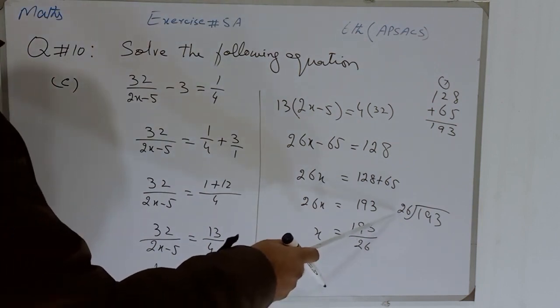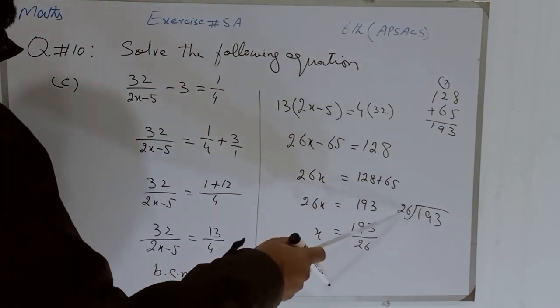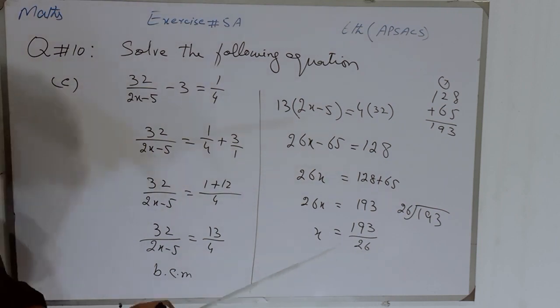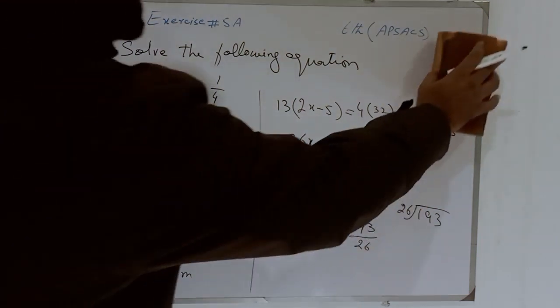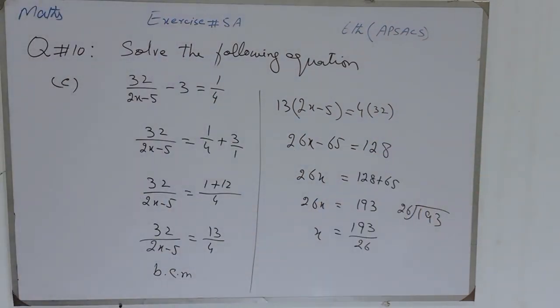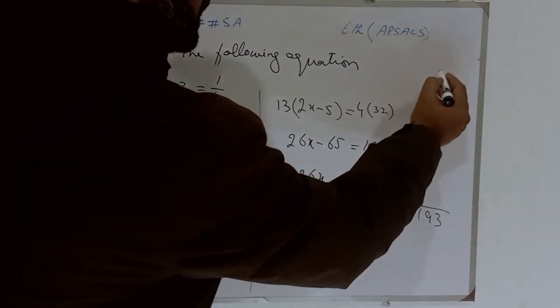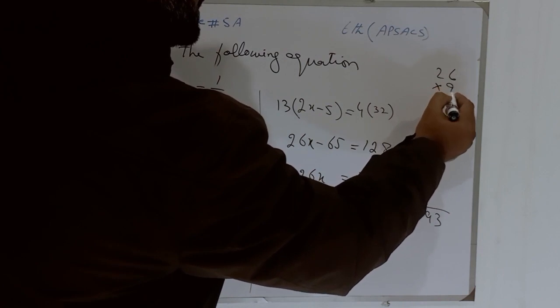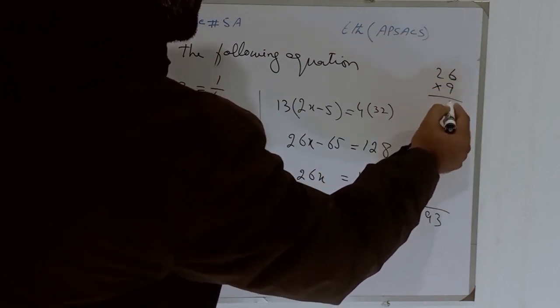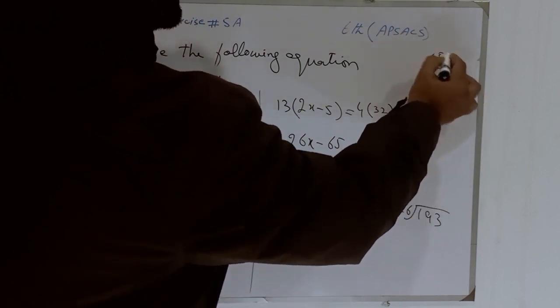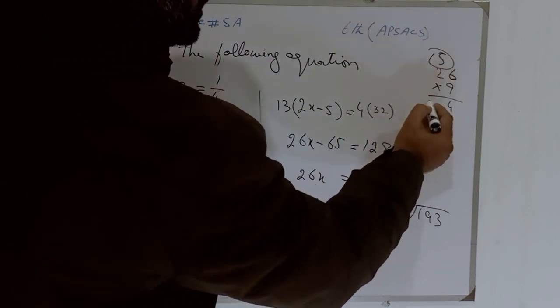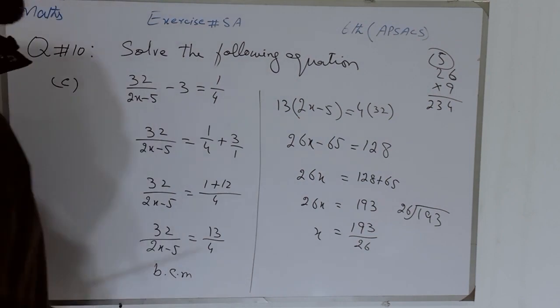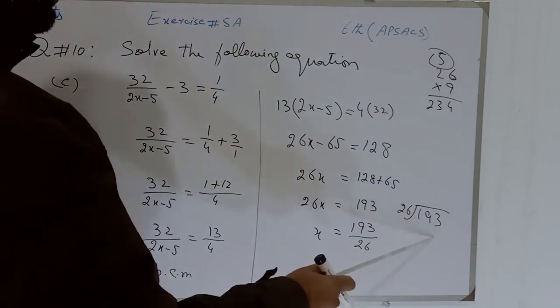Take the table of 2, not more than 19. So 2 9s are 18. Now I will multiply 26 with 9. In this way, 26 multiplied by 9. 9 6s are 54, 5 carry. 9 2s are 18 or 5 is 23. It is 234, that is greater than 193.